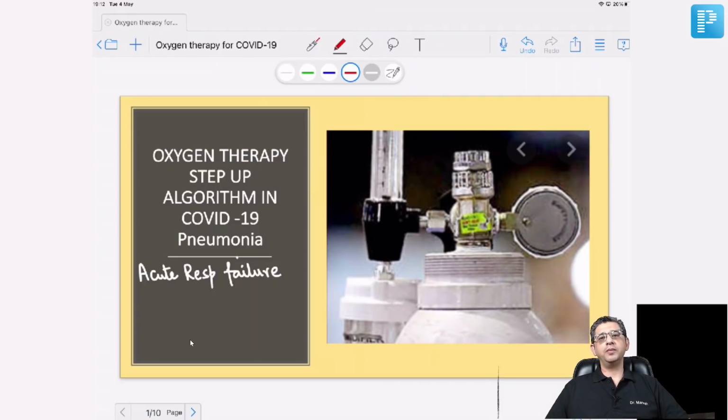Hey guys, this is Dr. Marva, and today we shall be talking about a very relevant topic for today and an important one as well, oxygen therapy for a patient of COVID-19 pneumonia. And I'll be explaining to you the step-up algorithm.